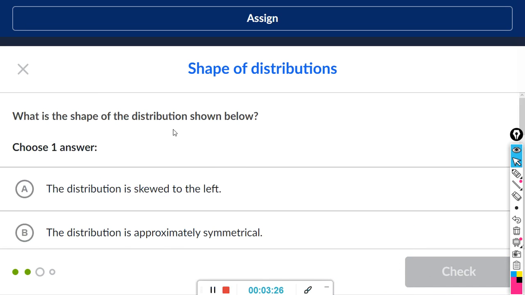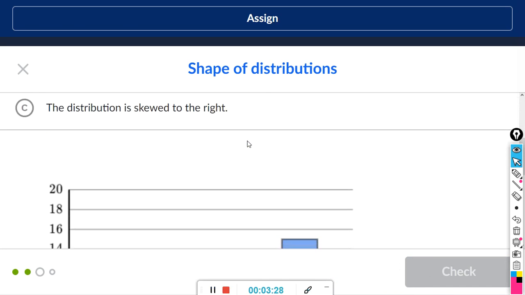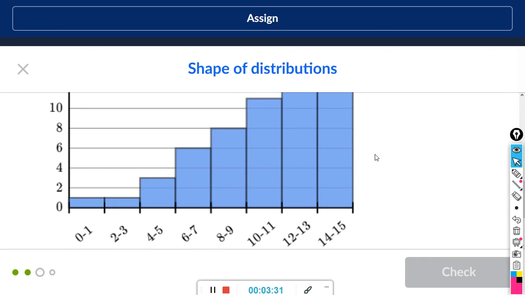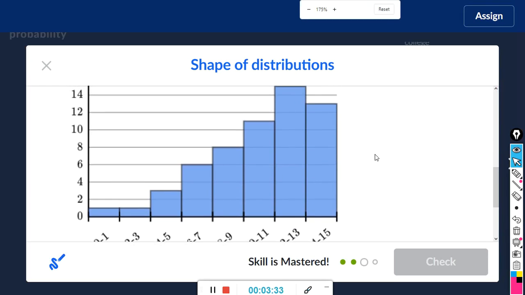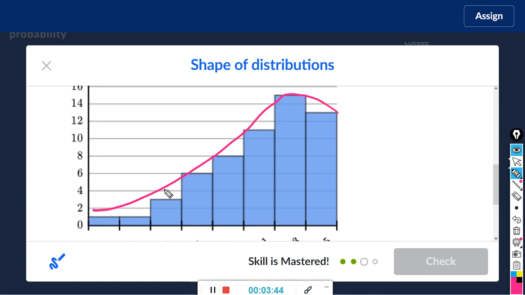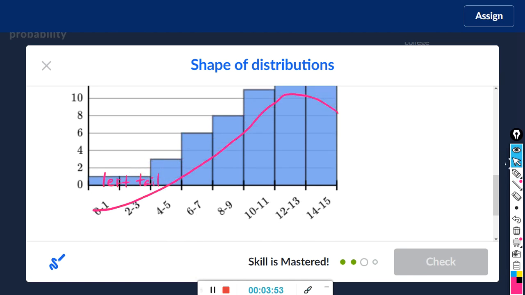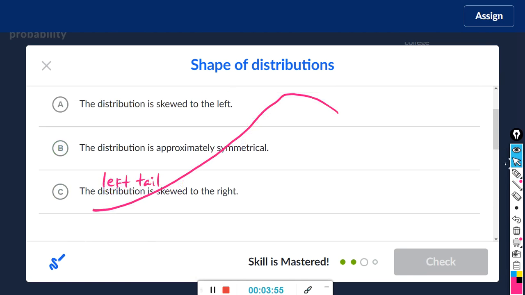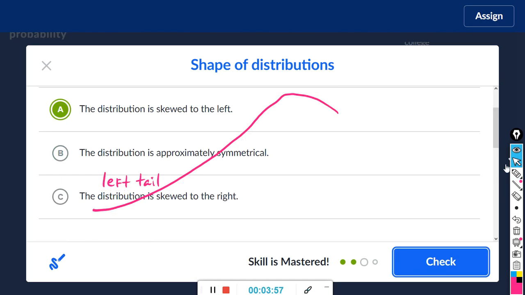Okay, again, what is the shape of the distribution shown below? All right, make this a little smaller here. Okay, and if I trace this in pink right here, again, we can clearly see it trails off on the left. So that is definitely left-tailed. All right, so let me see. That is answer A.